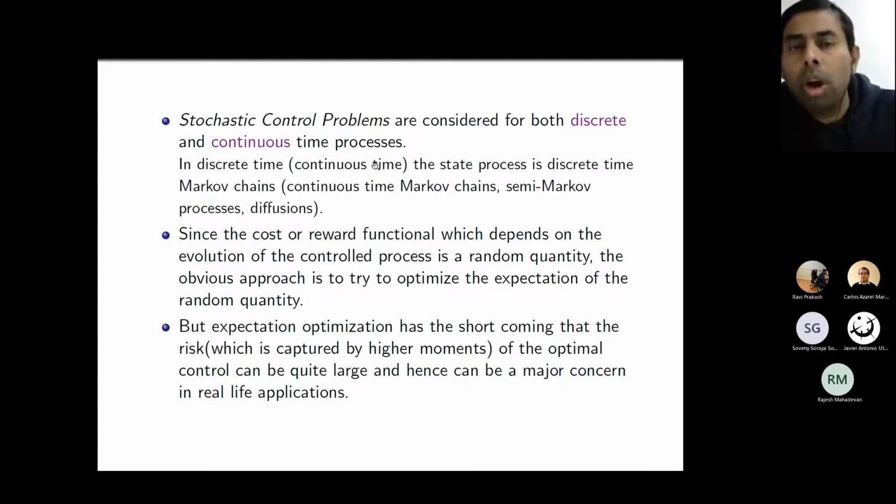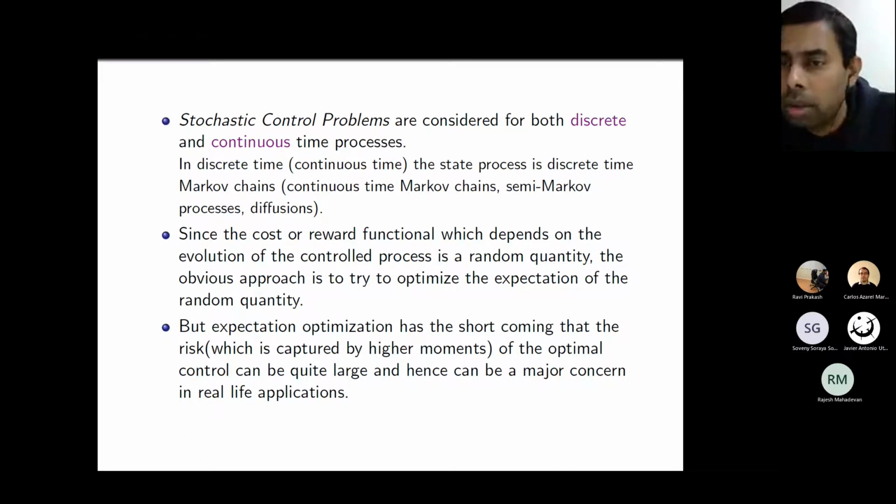Based on what kind of stochastic process we are looking at, you have a discrete time stochastic control problem or a continuous time stochastic control problem. Now, the cost or reward functional depends on the evolution of the stochastic process, so the cost or reward that you get through your actions depends on that evolution. Remember, the controllers are basically trying to control the evolution of the stochastic process by taking some actions. Since the evolution is random, the cost or the reward that you accumulate over time is also random.